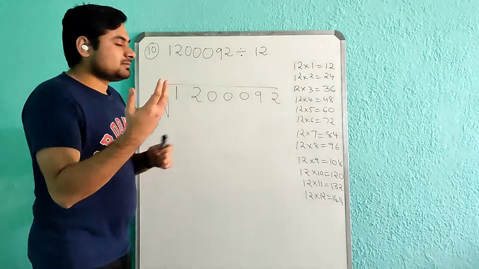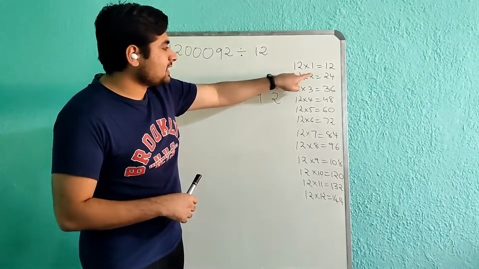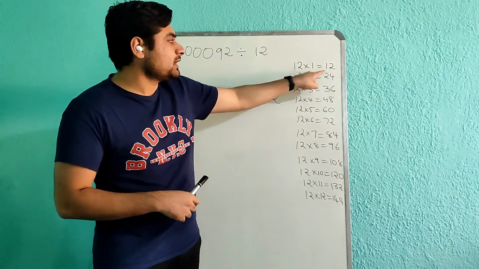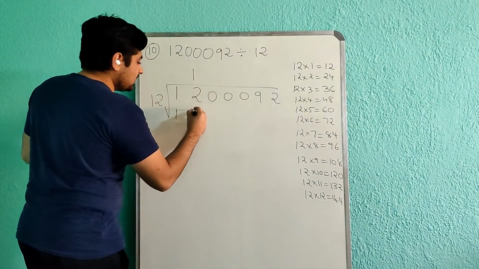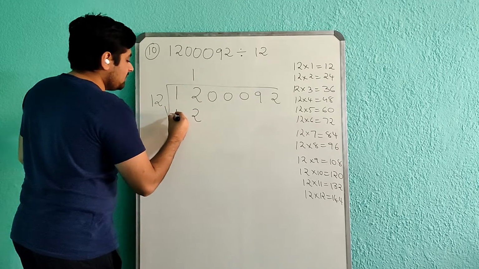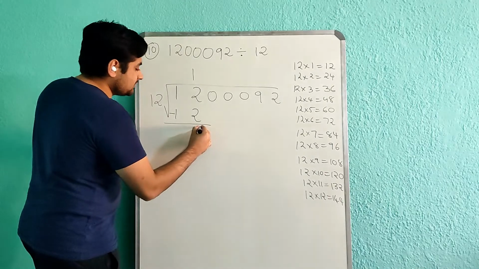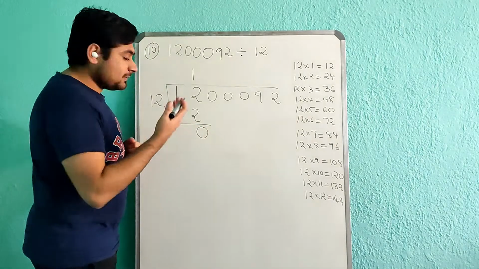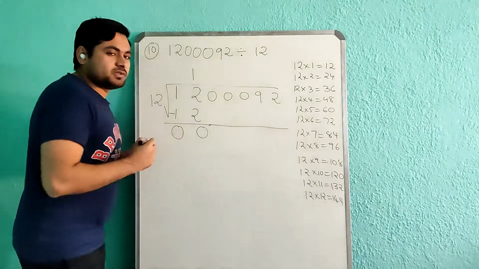So now what do we ask? Does 12 come in the table of 12? We can see, yes, 12 comes. How many times? 1 time, because 12 times 1 is 12. So it comes 1 time, and 12 times 1 is 12. Then you minus. So what is 2 minus 2? 2 minus 2 is 0. And what is 1 minus 1? That's a 0 again. So now we have reached 0.